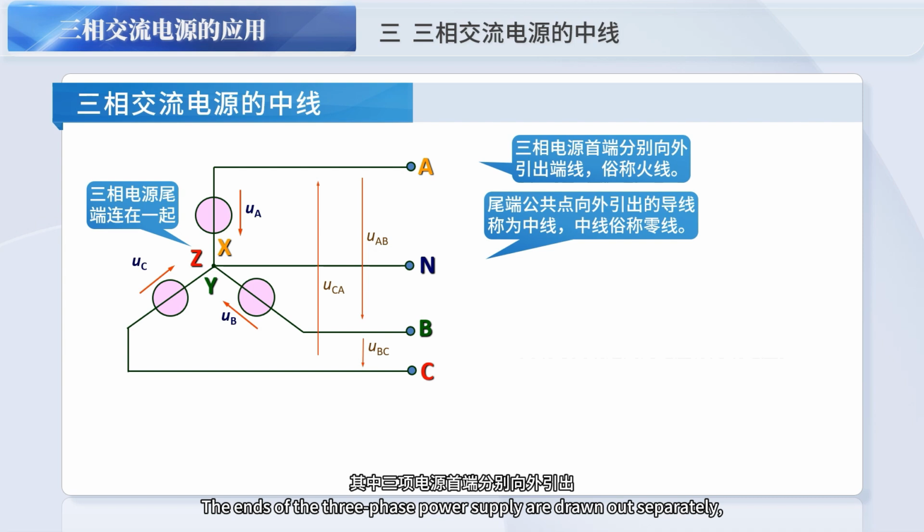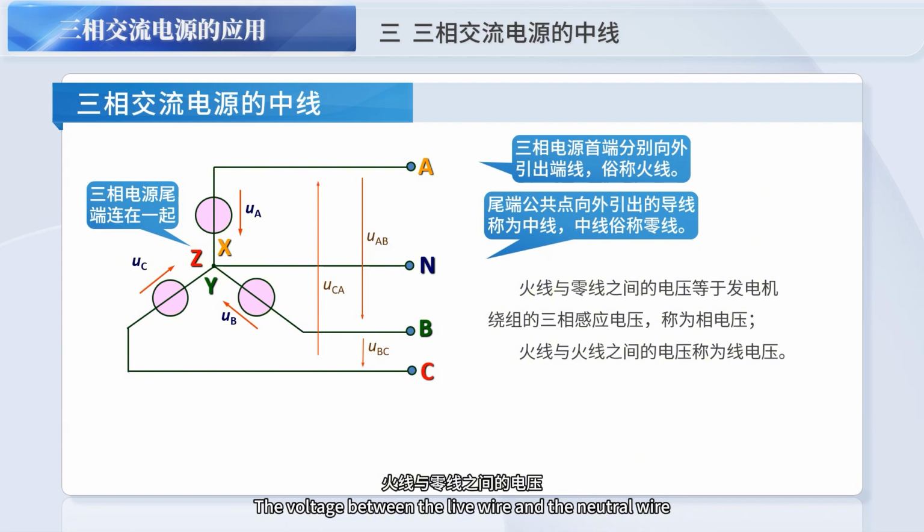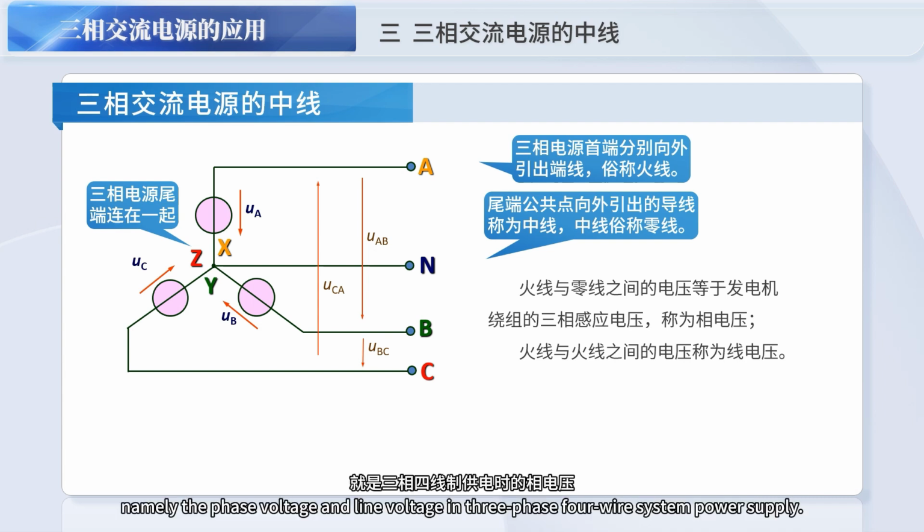Among them, the first ends of the three-phase power supply are drawn out, commonly known as live wire. The conductor from the common point of the ends is called neutral. The neutral wire is commonly known as the zero wire. The voltage between the live wire and the neutral wire is equal to the induced voltage of the generator winding, and is called the phase voltage. The voltage between live wires is called line voltage. The voltage we usually talk about, 220 volts, is the phase voltage in the three-phase four-wire system.